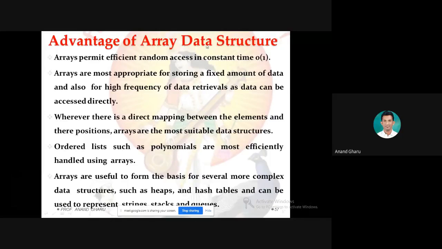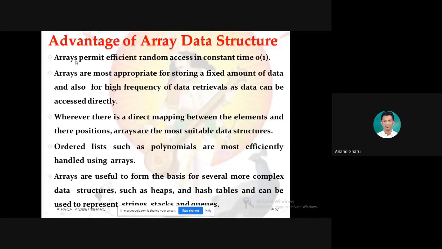Advantages of array data structure. Okay, what are the advantages? In array, it supports static memory. Sequentially we can store the elements in a fixed amount of memory, and randomly we can access the data. Okay, these are the advantages of array data structure.